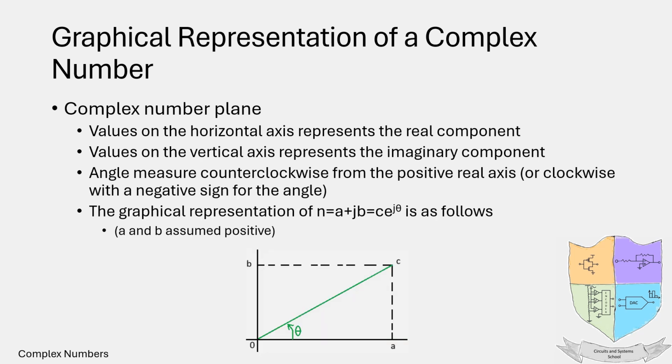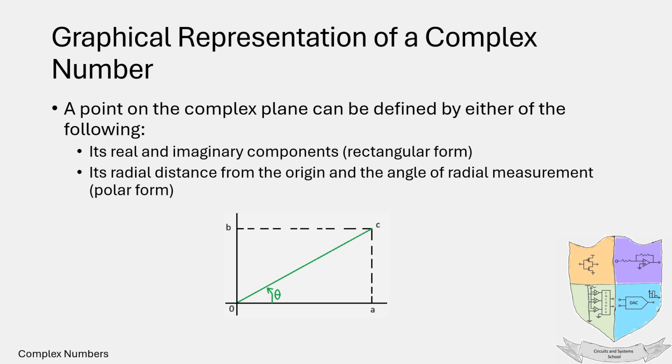Here you can see the graphical representation of a complex number whose both real and imaginary components are positive. Either of the notations for representing complex numbers can be used to define a complex number on the complex number plane. If the complex number is given in rectangular form, the values of the real and imaginary components serve as the coordinates for marking the complex number on the complex number plane. On the other hand, if the complex number is given in polar form, the magnitude determines the radial distance from the origin and the angle defines the angle of the radial measurement with respect to the positive real axis.